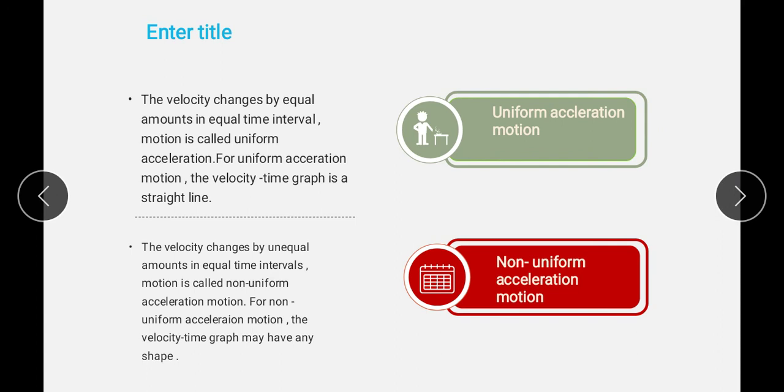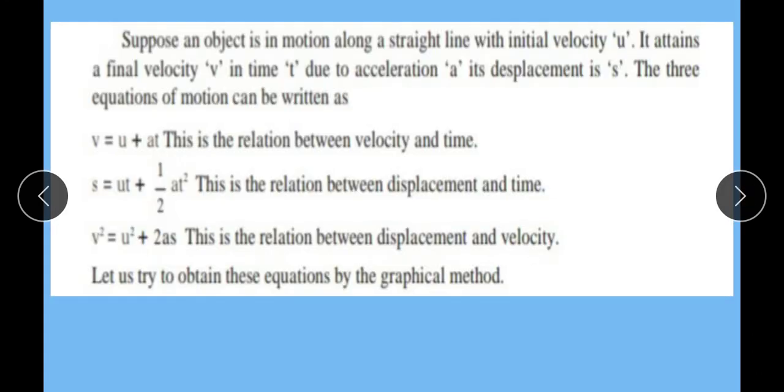Now when velocity changes by equal amounts in equal time intervals, the motion is called uniform acceleration. For uniform acceleration motion, the velocity-time graph is always a straight line. When velocity changes by unequal amounts in equal time intervals, the motion is called non-uniform acceleration motion. For non-uniform acceleration motion, the velocity-time graph may have any shape, that is, not a straight line.